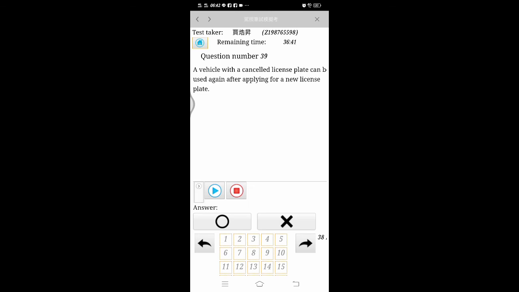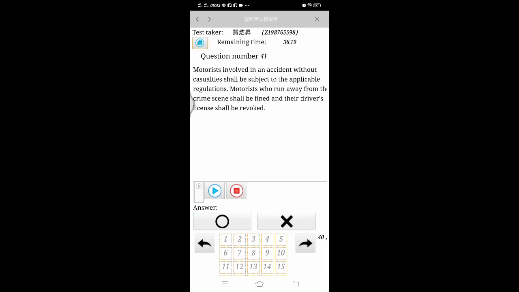A vehicle with a canceled license plate can be used again after applying for a new license plate. To keep other motorists from being blinded by the glare, low beam lights should be used when there is oncoming traffic from the opposite direction.